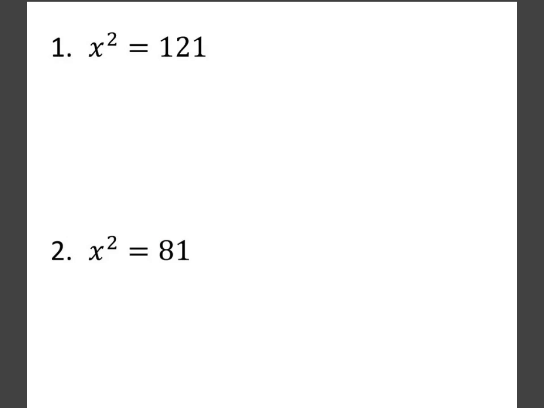Let's look at example 1. The equation says x squared equals 121. So I can simply take the square root of each side and I would be left with x equals 11 or x equals negative 11. Try number 2 on your own, pausing the video, and then check your answer.